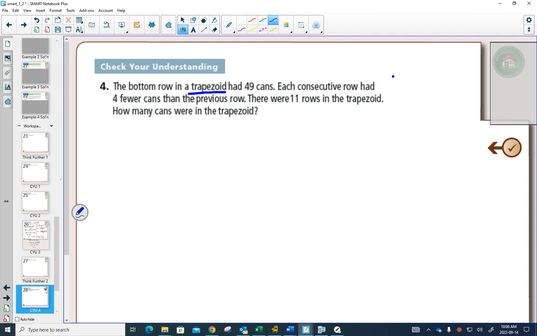Mathematically, a trapezoid is a shape with two parallel sides. In this case, it will look like this as the cans are stacked on top of each other. Okay? So the bottom row of a trapezoid has 49 cans. Sometimes it's nice to draw a visual, but sometimes you don't want to draw all 49 of them.